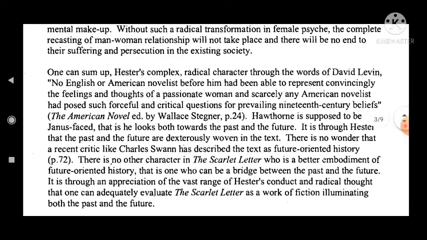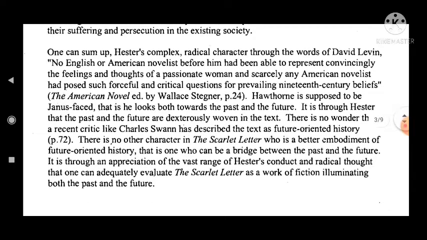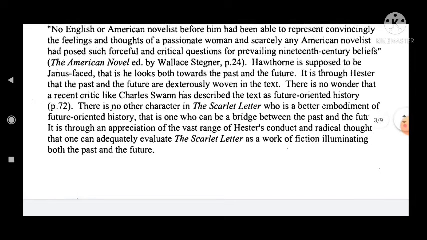One can sum up Hester's complex radical character through the words of David Levin. "No English or American novelist before him had been able to represent convincingly the feelings and thoughts of passionate women, and scarcely any American novelist had posed such forceful and critical questions for prevailing 19th century beliefs." The American Novel, edited by Wallace Stegner, page 24.